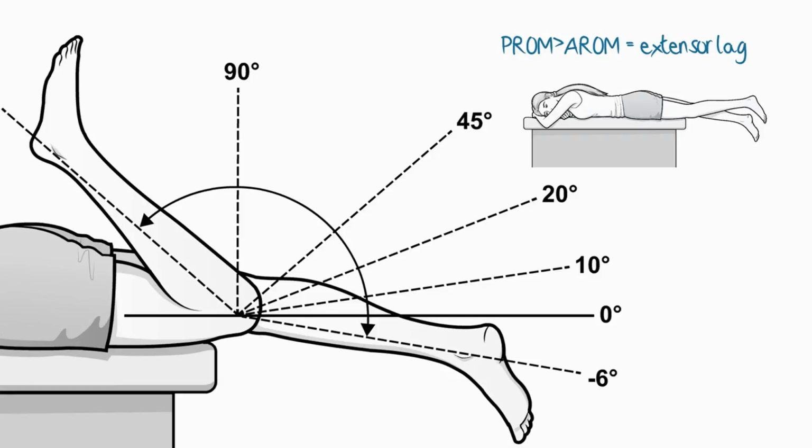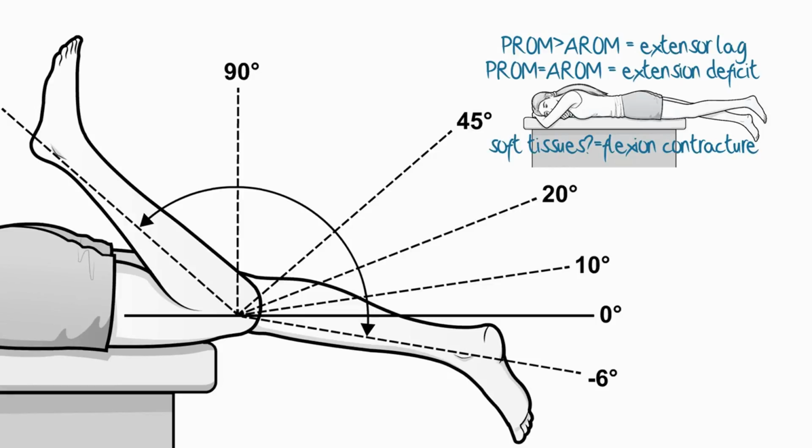If the assistant was not passively able to achieve full extension either, then the patient would be considered to have an extension deficit, implying that there's something structural blocking that movement. This might, for example, be a badly healed bone break, or a badly sized knee replacement implant, or some kind of soft tissue impediment. If the block to full extension is due to tight scarring of soft tissues, such as under the kneecap or around the back of the joint, then one could use the term flexion contracture.